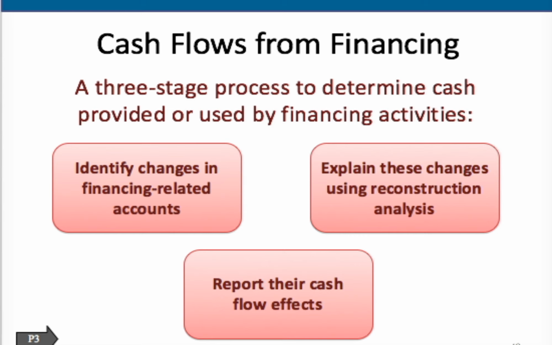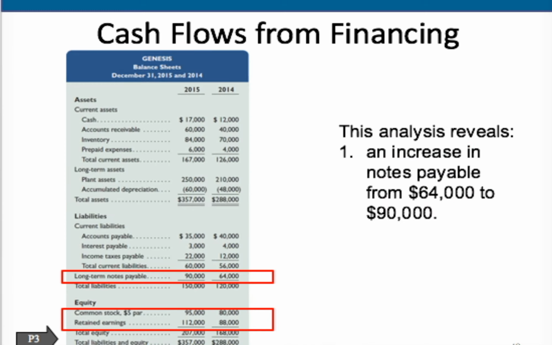So we use a three-stage process of analysis. Step 1, identify changes in financing-related accounts. Step 2, explain these changes, again using reconstruction analysis. And then step 3, report cash flow effects. Information about Genesis provided earlier reveals two transactions involving non-current liabilities. We already analyzed one of those, the $60,000 issuance of notes payable to purchase plant assets. This transaction is reported as a significant non-cash investing and financing activity in a footnote or a separate schedule to the statement of cash flows.